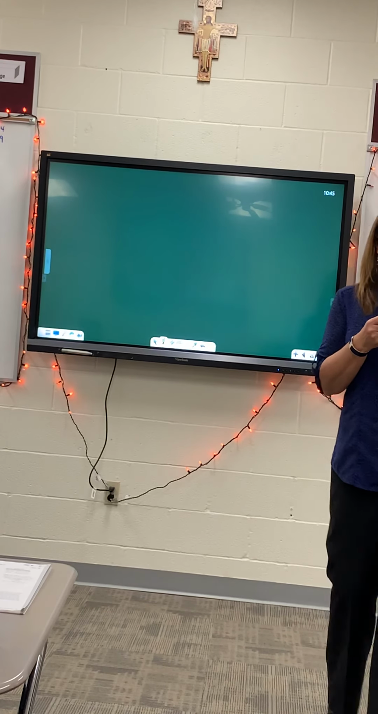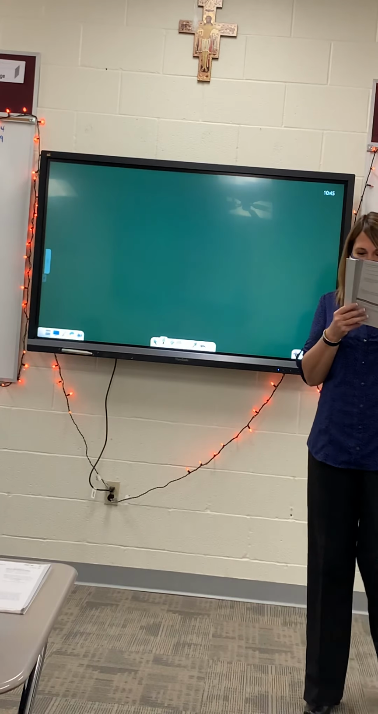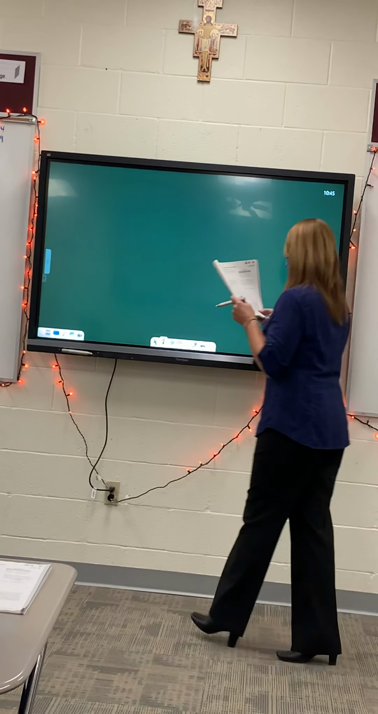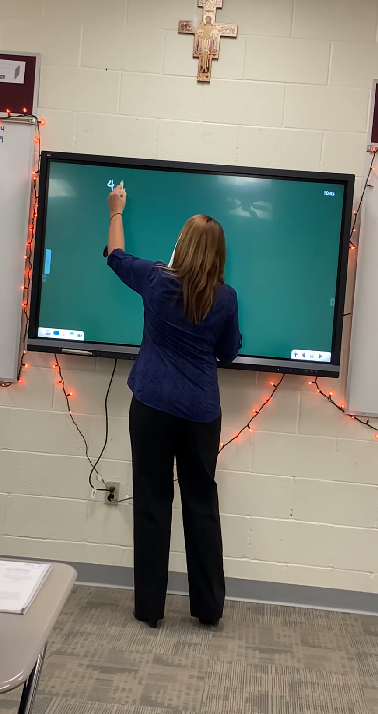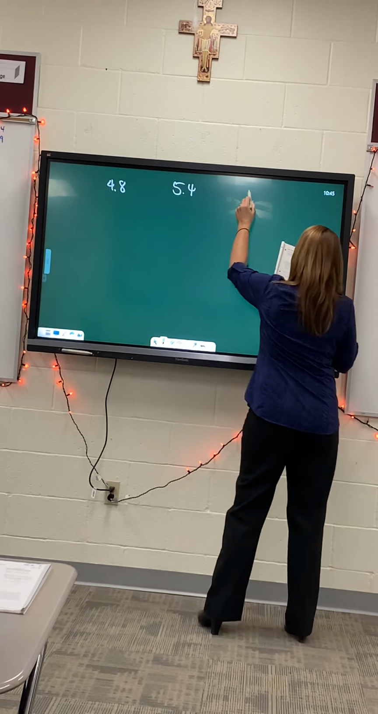About the hairdresser. Sebastian. A hairdresser combined 3 bottles of shampoo into 1 bottle. The first bottle had 4.8 ounces of shampoo. The second bottle had 5.4 ounces. The third had 6.6 ounces.